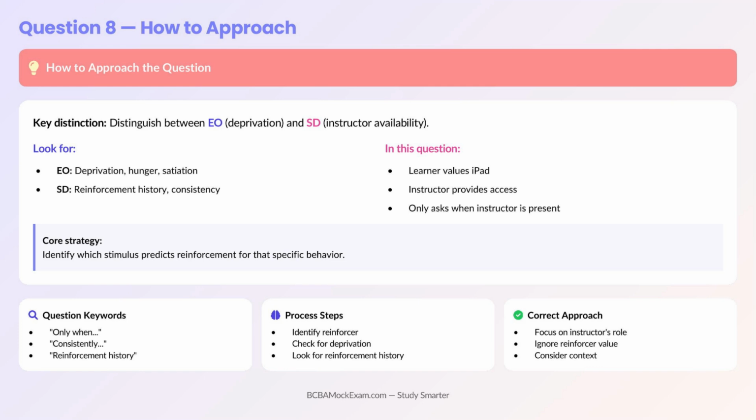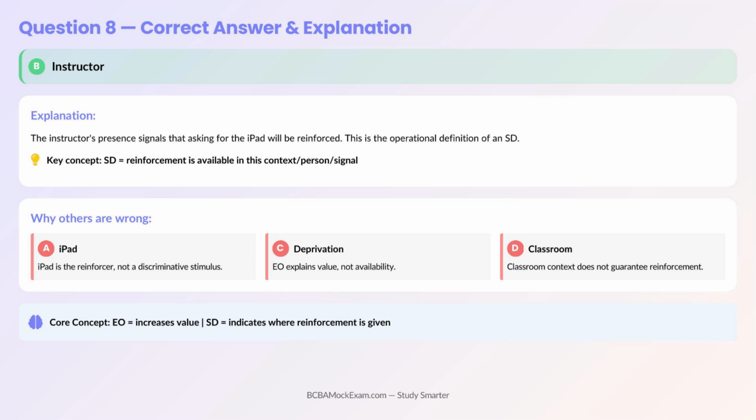The slide highlights cues such as only when, consistently, and reinforcement history, which point toward an SD. You start by identifying the reinforcer, check whether deprivation is mentioned, and then determine which stimulus consistently predicts reinforcement. In this case, the learner already values the iPad, and the instructor is the one who reliably provides access. That makes the instructor the discriminative stimulus. The correct answer is B, instructor.